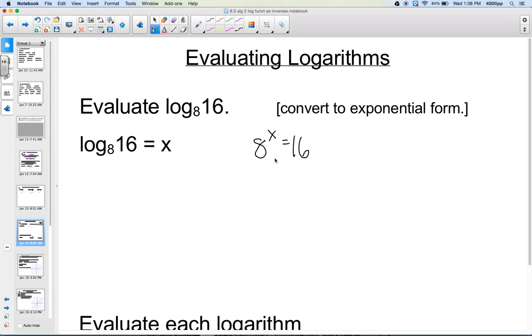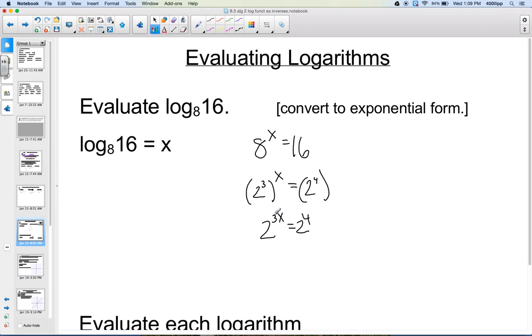Okay, so now what you're going to do is you're going to get these to be the same base. So we're going to say, what number can I make this 8 and this 16 be? And that's going to be a 2, because 2 cubed is the same as 8, and 2 to the 4th is the same as 16. And then we need to remember some of our exponent properties here. If there's exponent inside and outside, we multiply it. So 2 to the 3x is equal to 2 to the 4th.